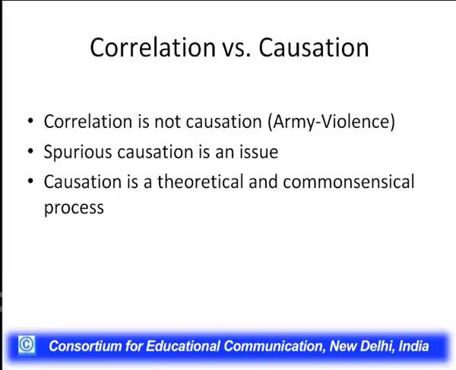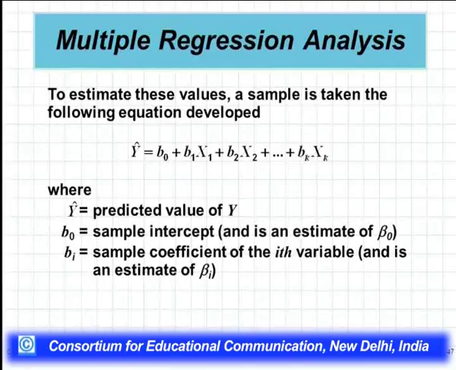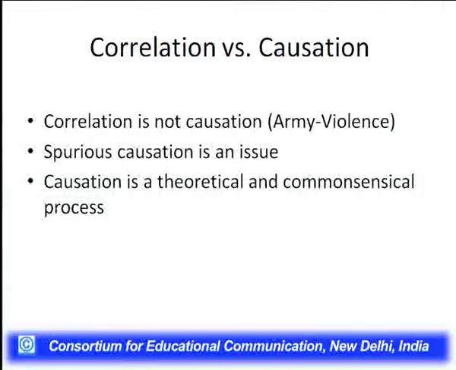When we talk about the quantitative method, I'll probably explain what is regression, simple regression, multiple regression. But for the time being, I'm just showing you some of the statistical techniques which are used in social sciences. Now, correlation and causation. Here also you need to understand correlation is not causation. Spurious causation is an issue. Causation is a theoretical and commonsensical process, and not every correlation is causation.